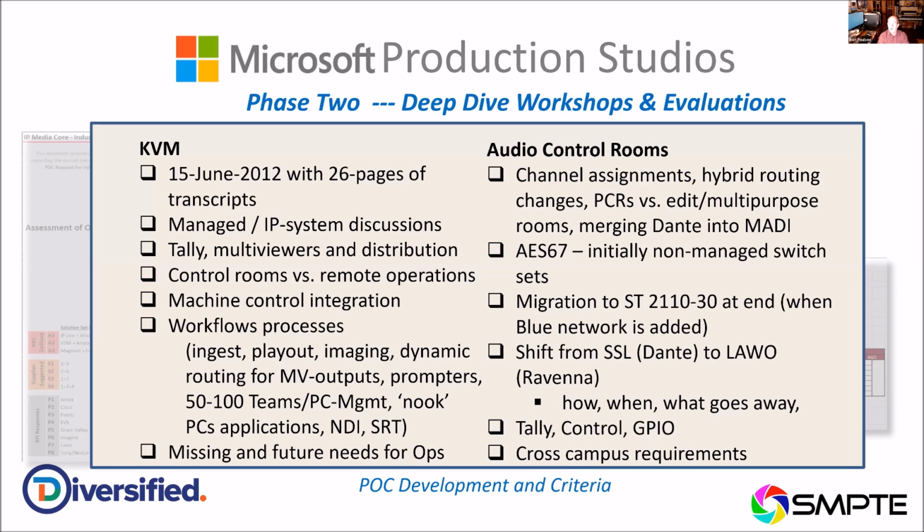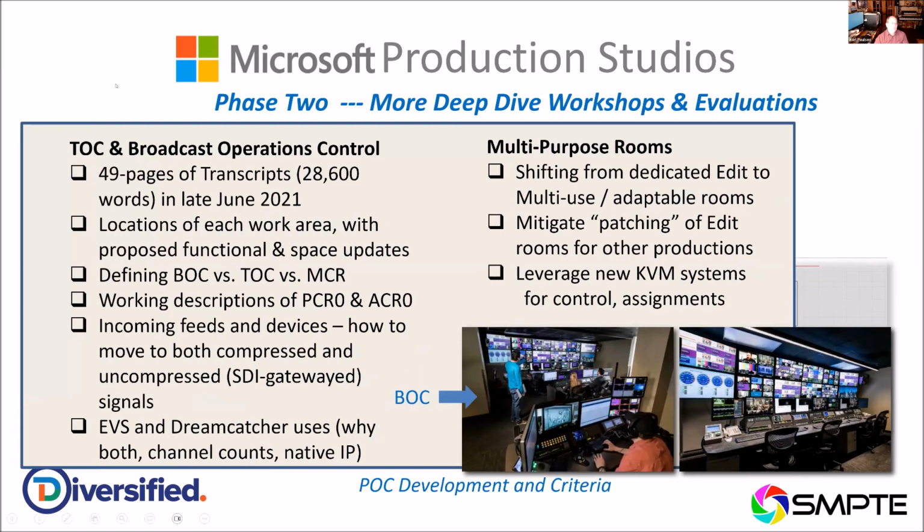When and how we were going to get rid of Dante and how Lawo was going to work, since Lawo has its own little world with its different structures in terms of management and control systems versus others. Then, of course, we had Tally, control, GPIO requirements out of audio, and then how we're going to deal with all the audio issues, particularly in the cross-campus requirements. TOC and BOC, or broadcast operations control, similar sorts of things.